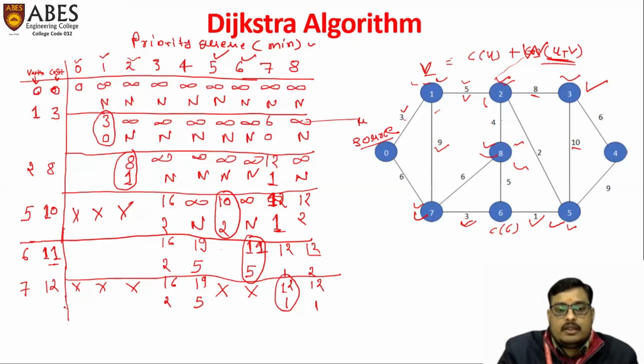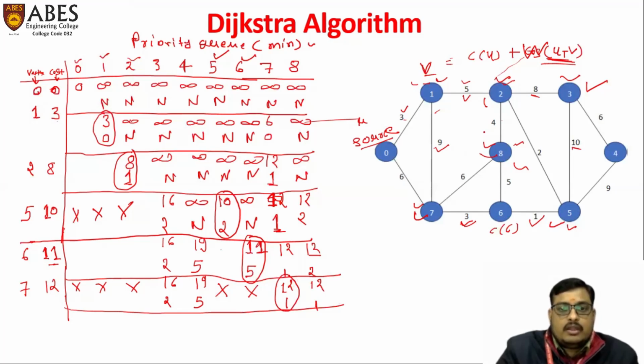After this, in the next iteration, we'll again update the weights of the remaining vertices that are adjacent to 7. So let us find the adjacent vertices of 7. The adjacent vertex 0 is not present in the priority queue, 6 is also not present, and 8 is present.